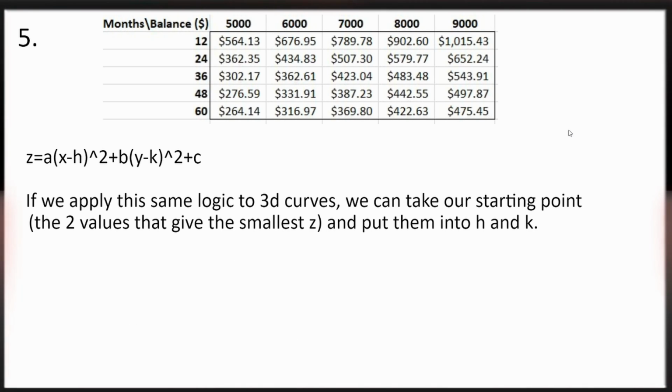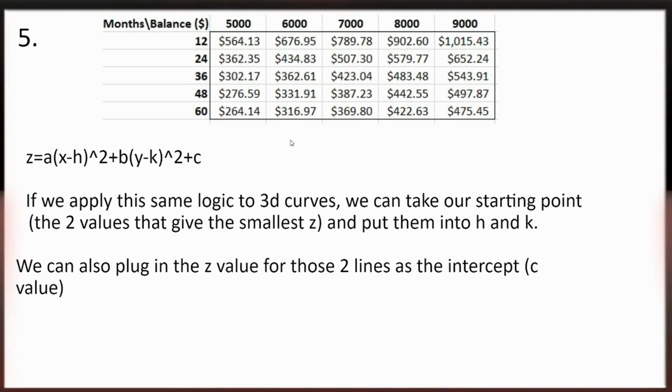Alright guys, so if we take that logic and we apply it to a 3D curve, we can take our starting point, the two values that give the smallest z, and put them into h and k. So guys, looking at our smallest point, you probably see that it's that 5060.264. Looks like the smallest one on this entire table. We can also plug in the z value for those two lines as the intercept, so we could plug in that z value for that c value. Hopefully that doesn't mess you guys up a little bit.